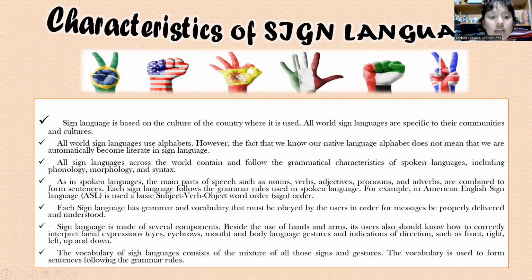Sixth, sign language is made of several components. Besides the use of hands and arms, its users also should know how to correctly interpret facial expressions, eyes, eyebrows, mouth, and body language gestures and indications of direction, such as front, right, left, up, and down. The vocabulary of sign languages consists of the mixture of all those signs and gestures. The vocabulary is used to form sentences following the grammar rules.